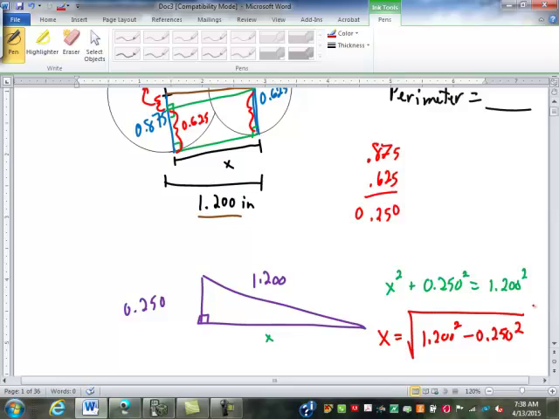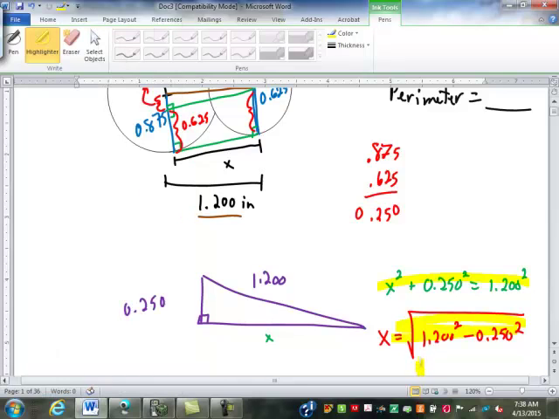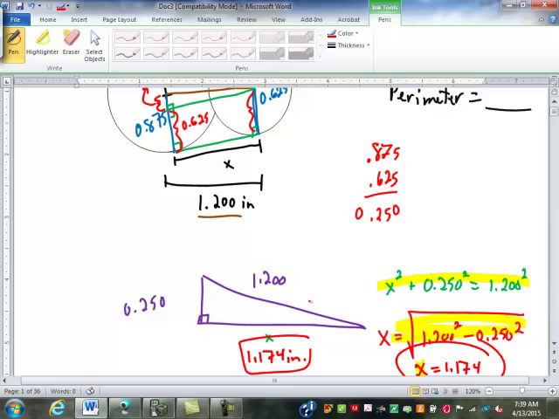Now, I'm going to pause here. How many of you, did I lose any of you going from this to this? Jason? Okay. So we're just going to punch in second square root 1.2, I'm going to leave off my zeros, squared, minus 0.25 squared. 1.174. So x is 1.174 inches. So that's one of the dimensions we're asked to find.